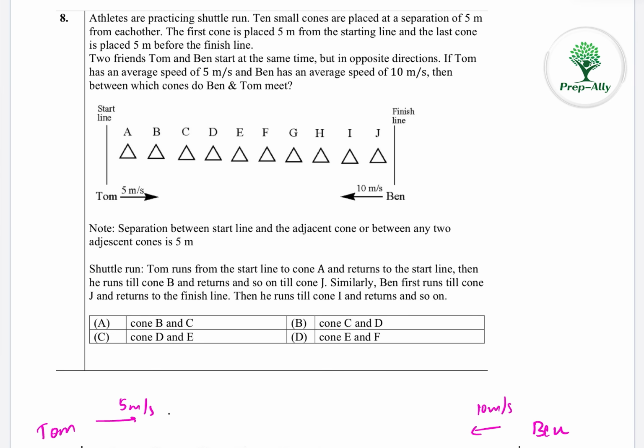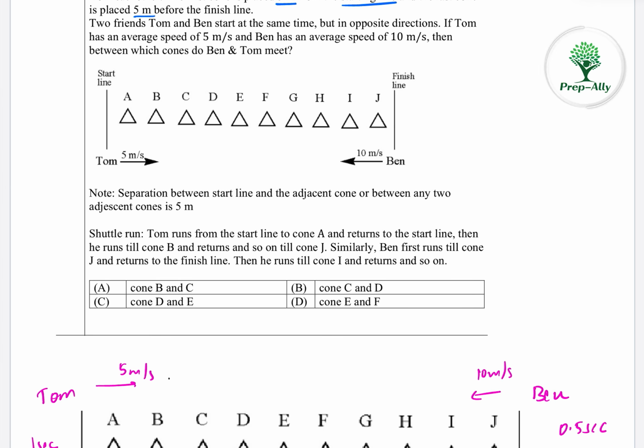Athletes are practicing shuttle run. 10 small cones are placed at a separation of 5 meters from each other. The first one is placed 5 meters from the starting line, and the last one 5 meters before the finish line. So, two friends, Tom and Ben, start at the same time but in opposite directions. If Tom has an average speed of 5 meters per second and Ben has an average speed of 10 meters per second, then between which cones do Ben and Tom meet?